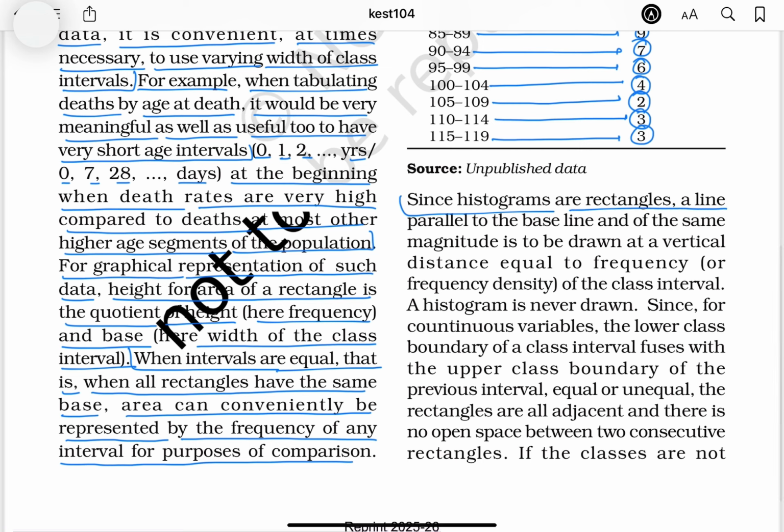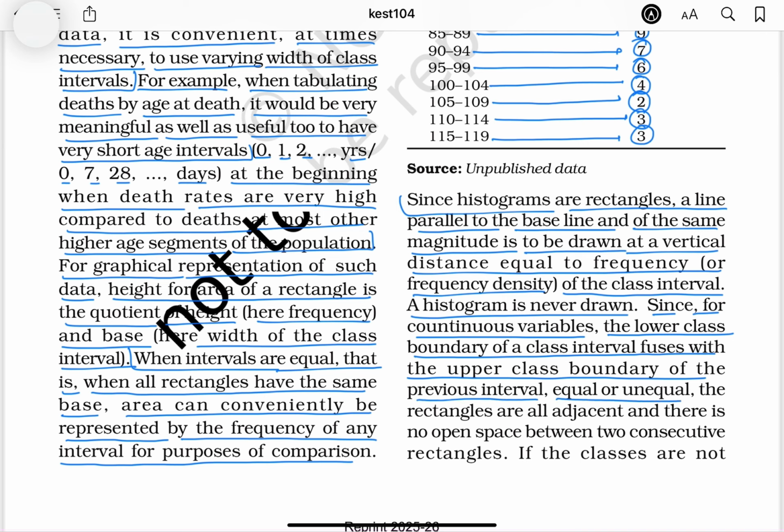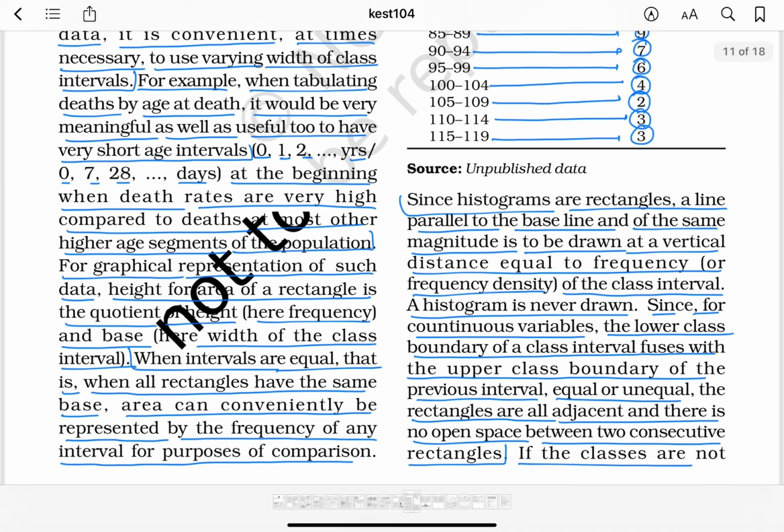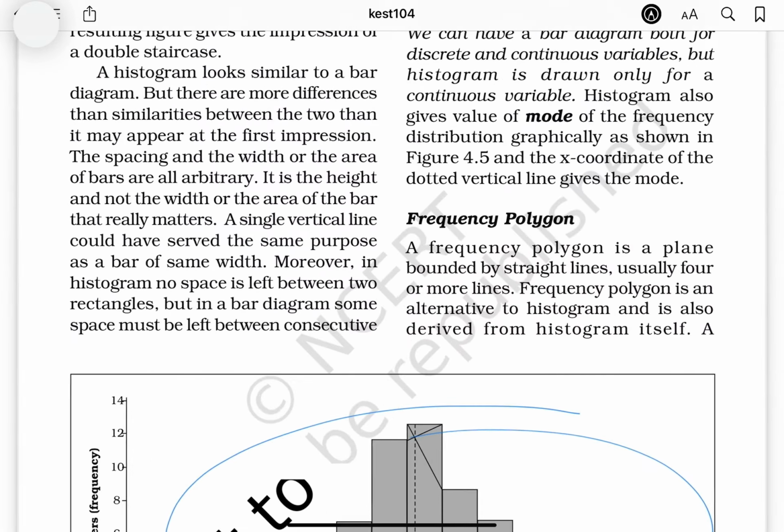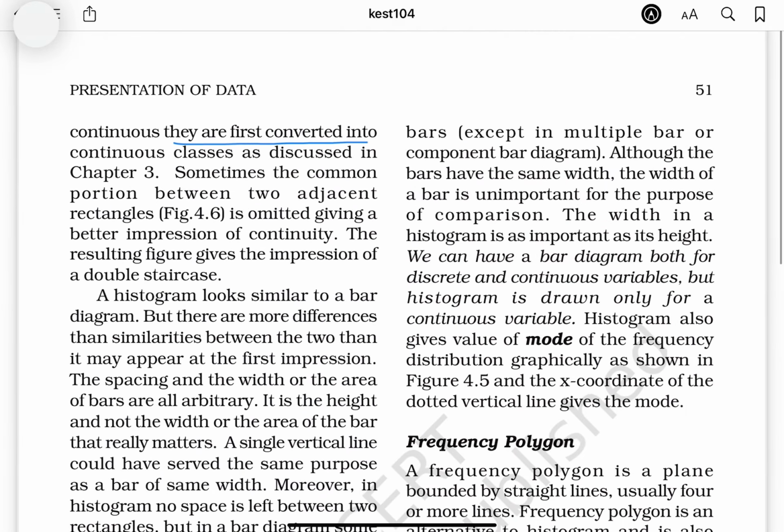Since histograms are rectangles, a line parallel to the baseline and of the same magnitude is to be drawn at a vertical distance equal to the frequency or frequency density of the class interval. A histogram is never drawn with gaps, since for continuous variables the lower class boundary of a class interval fuses with the upper class boundary of the previous interval. Equal or unequal, the rectangles are all adjacent and there is no open space between two consecutive rectangles. If the classes are not continuous, they are first converted into continuous classes as discussed in chapter 3.